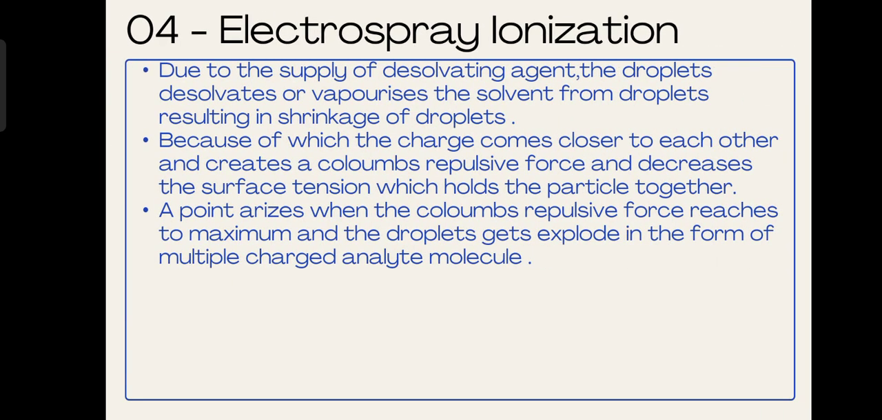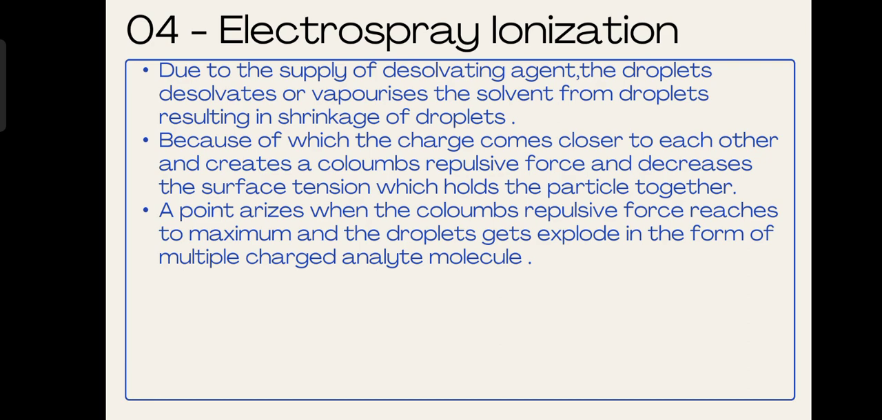Now these droplets containing positive charge will be entering into the vacuum region, wherein it is introduced with the desolvating agents. The role of the desolvating agent is to remove the solvent from the droplet molecules, causing the shrinkage of the droplets, that is, smaller droplets will be produced. Because of the small sized droplets, the positive charges in it will come closer to each other, and we know that the charges will be repelling each other, so this creates a Coulomb's repulsive force.